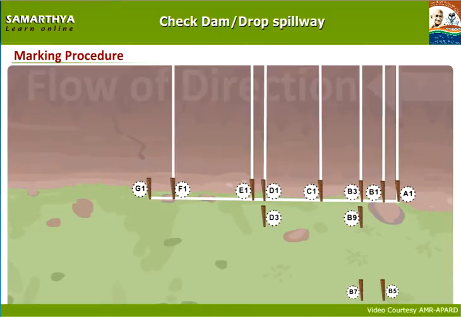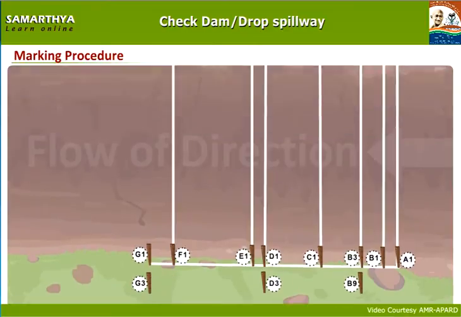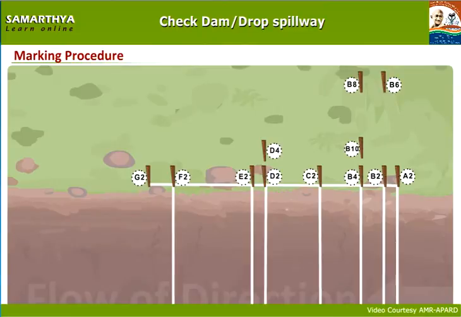On the left side of G1 at a distance of 0.60 meters, fix a wooden pole and mark it as G3. On the right side of G2 at a distance of 0.60 meters, fix a wooden pole and mark it as G4.